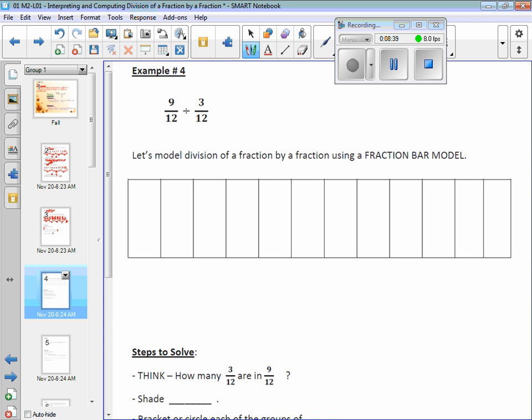How many boxes do I have? Klooch. How many am I going to shade? Okay, I'm not going to put 1/12 in every box, but I want you to shade 9 out of the 12.